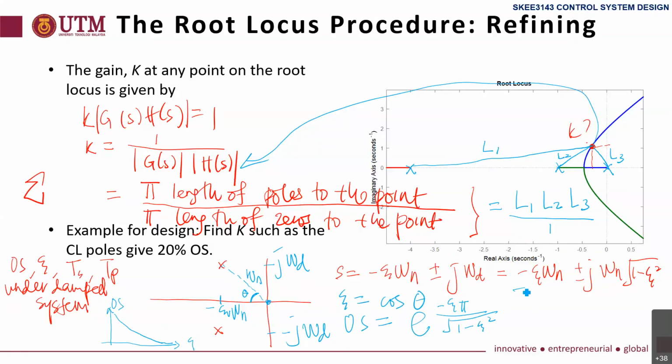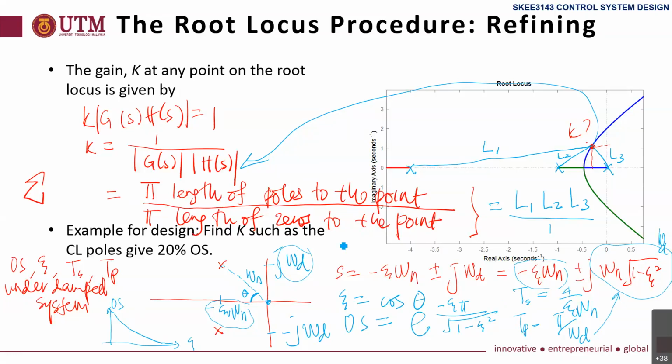And we also have formulas. Settling time is 4 over zeta omega n. You can see that it is very much related to the real axis, zeta omega n here. And peak time is pi over omega d. Peak time is related to omega d here. So the real axis is related to settling time, and the imaginary axis is related to peak time.